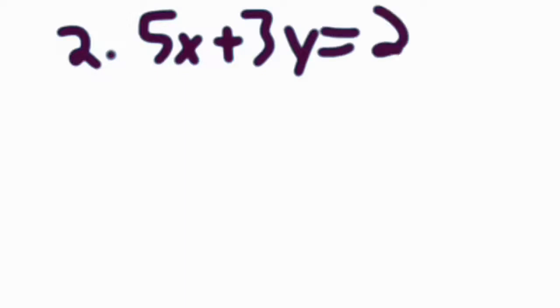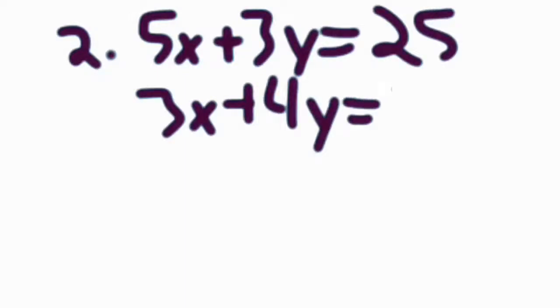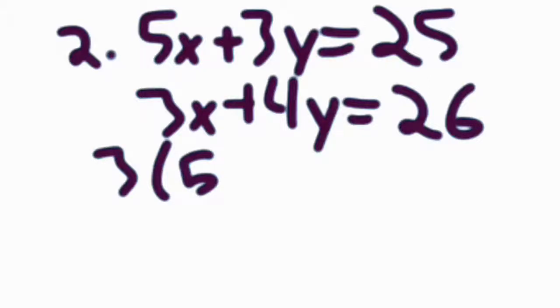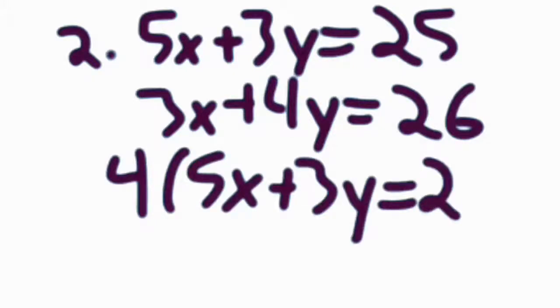Go to number 2. So number 2 is 5x plus 3y equals 25. And then 3x plus 4y equals 26. So we're going to make it where we eliminate y. So we're going to multiply the top by 3. No, not by 3, actually, by 4. Sorry.